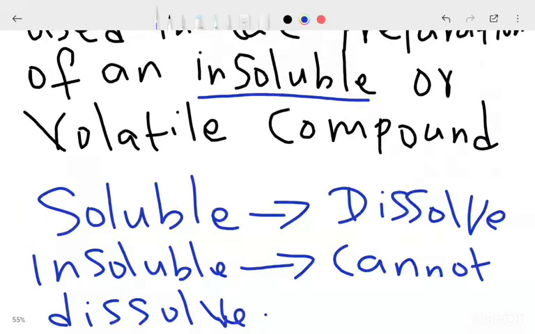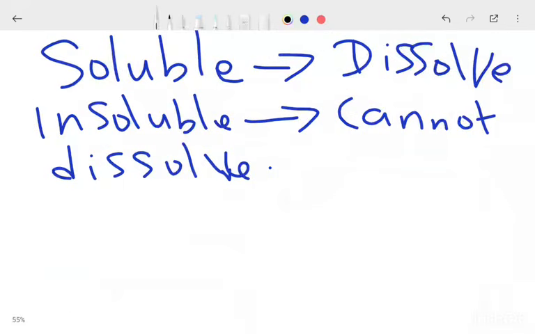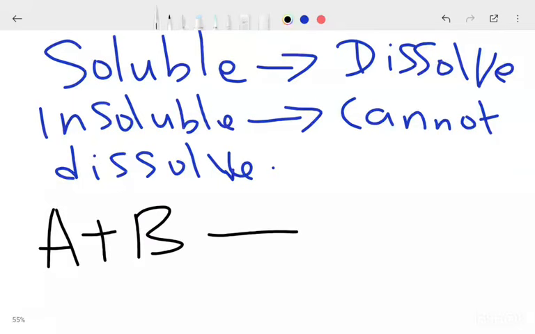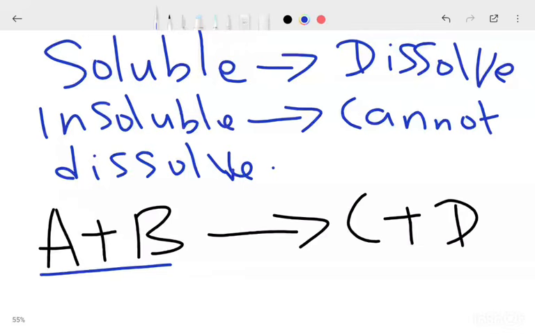So what is the meaning of volatile? Volatile means something that is in a gaseous form. I told you that in a chemical reaction, two or more substances react to form the products, let's say C plus Z. These are the reactants, the ones reacting, while these are the products.